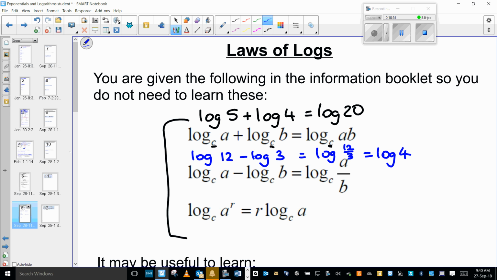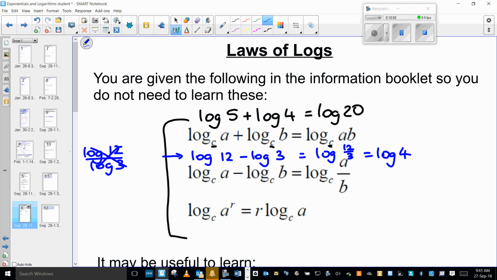Now, I never know when it's a good time to say it because I don't want to confuse people. But this situation here is very different to log 12 divided by log 3. Okay? You're not dividing everything. You haven't got two log statements dividing. You're just doing 12 over 3. Okay? So just be very aware of that.